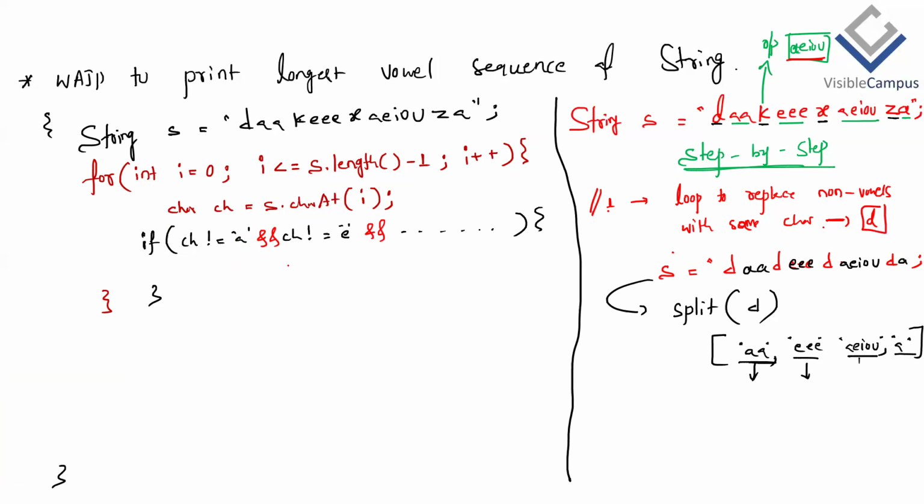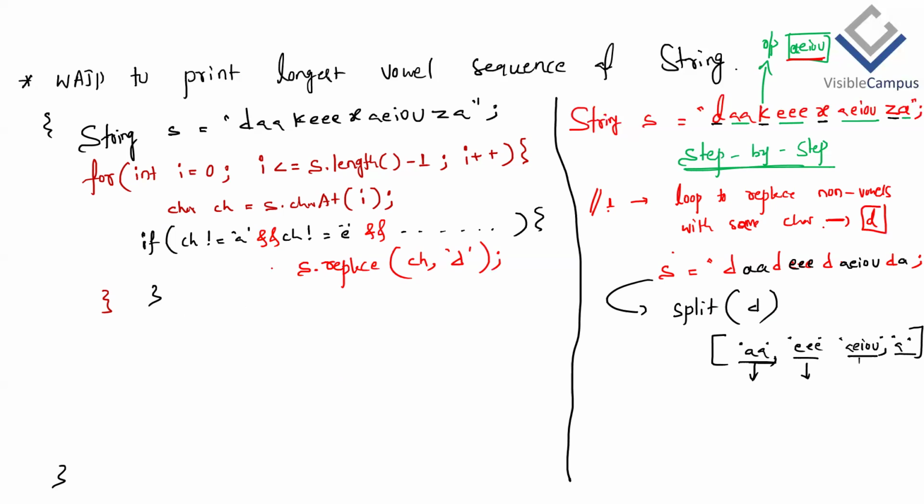Then how to use the replace method? S dot replace method. What do we have to replace? The character which is not a vowel, with what? A common character called D as per our discussion. So this is a variable, no single quotes. This is a value. That's why a character value has to be in single quotes.